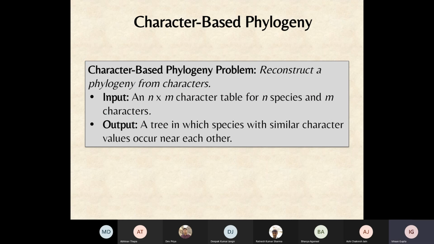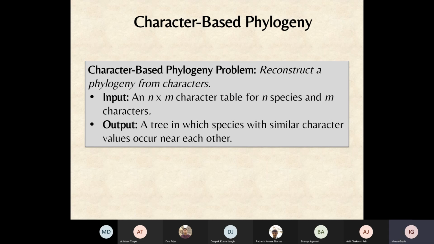You are given n cross m characters. N is the number of species you have, and m is the number of characters you have. The output would be a tree in which species with similar characters are occurring close to each other.